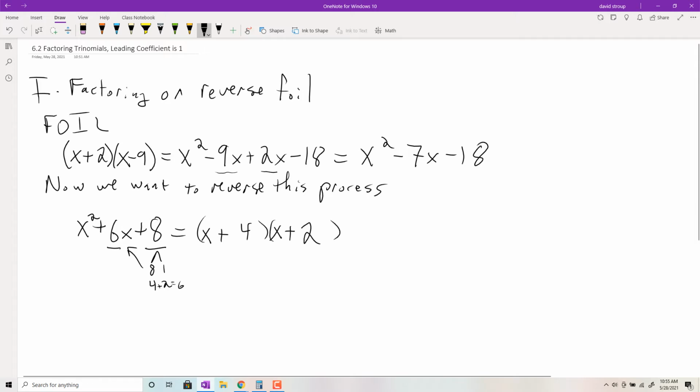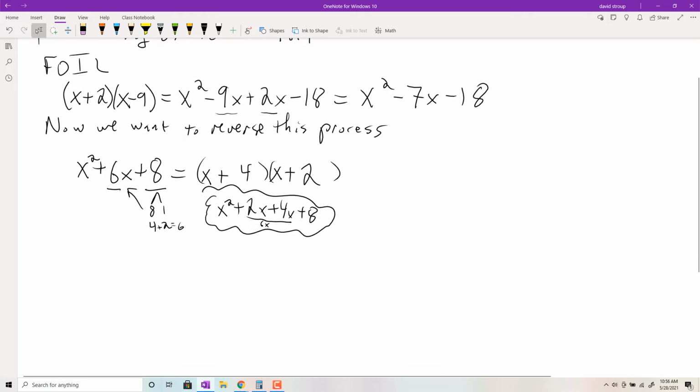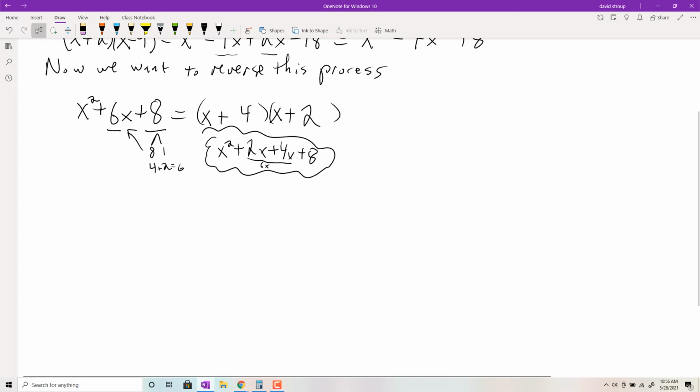And of course you can FOIL. I always FOIL it back out in my brain to make sure it works. X squared, first, outer, inner, last. And of course 2x plus 4x gives me 6x. And I got back to where I started. So that's what we're after. We want to go through and do it in a very programmatic way by identifying forms, almost like we're computers. And hopefully after a while it'll be like riding a bike. So we want to establish these techniques for all the different forms.